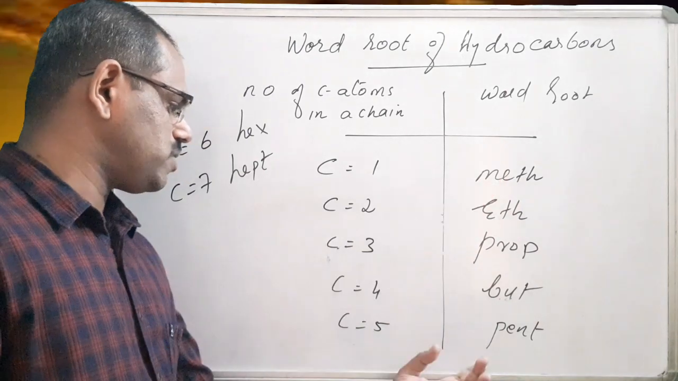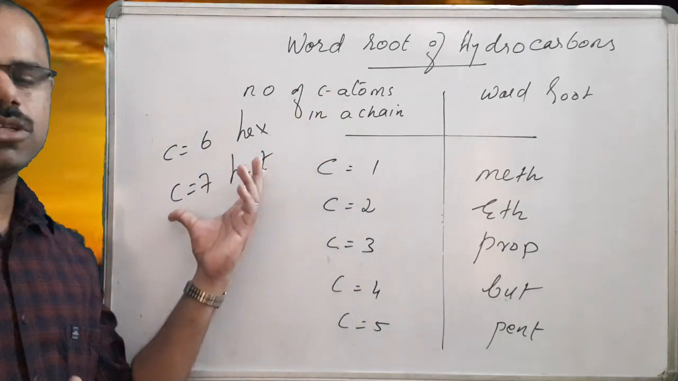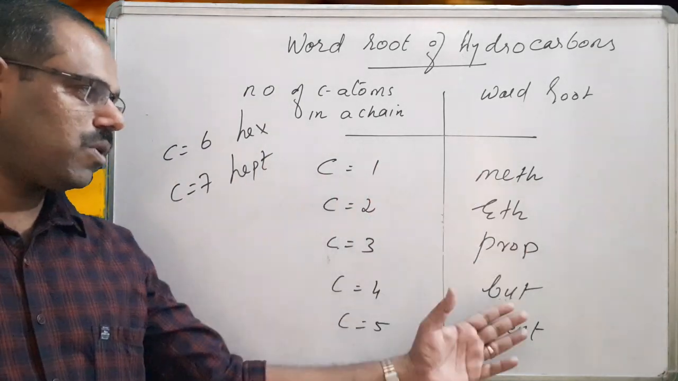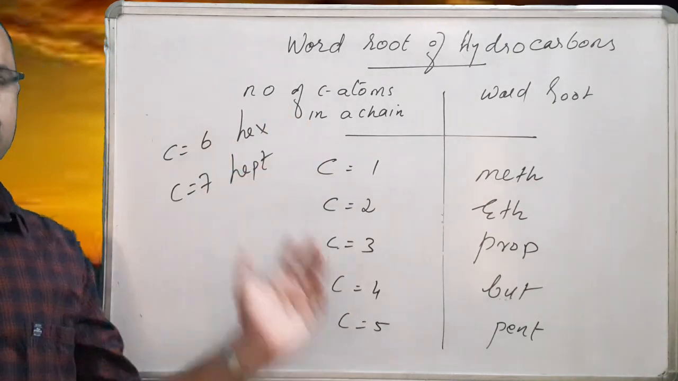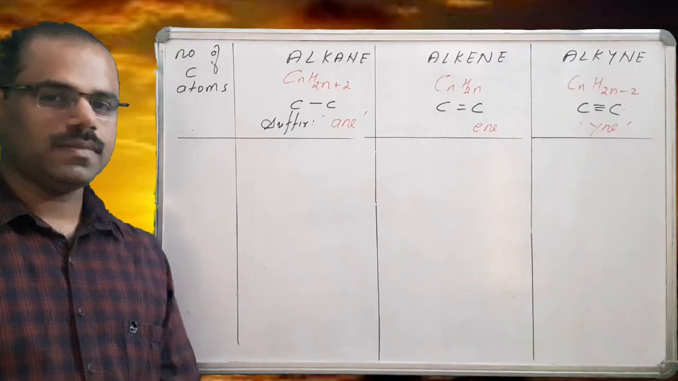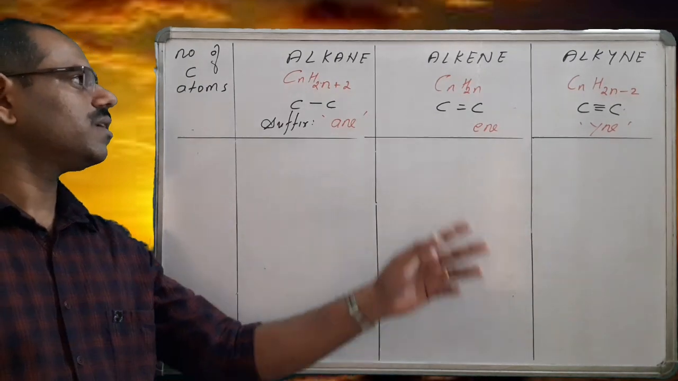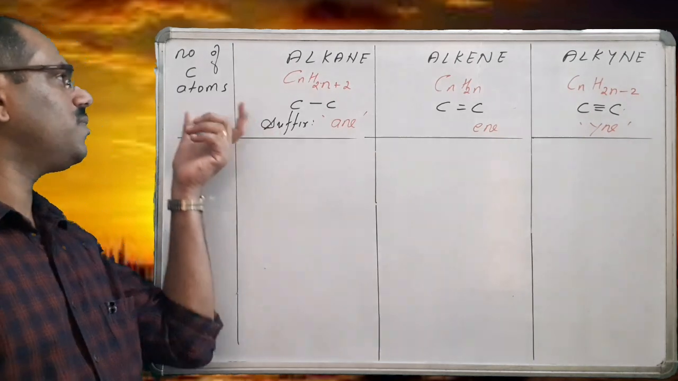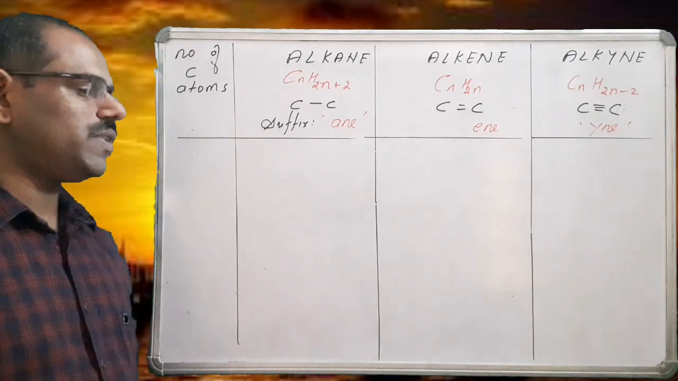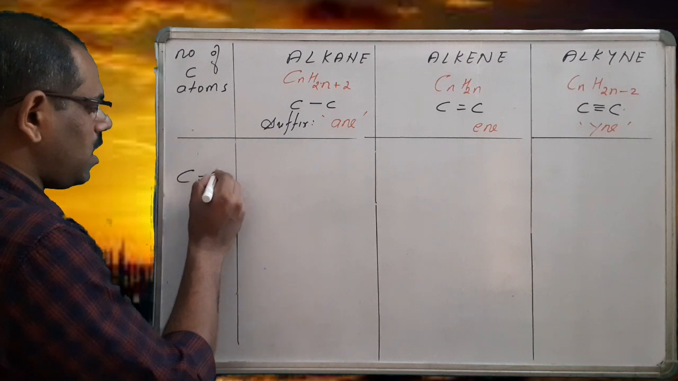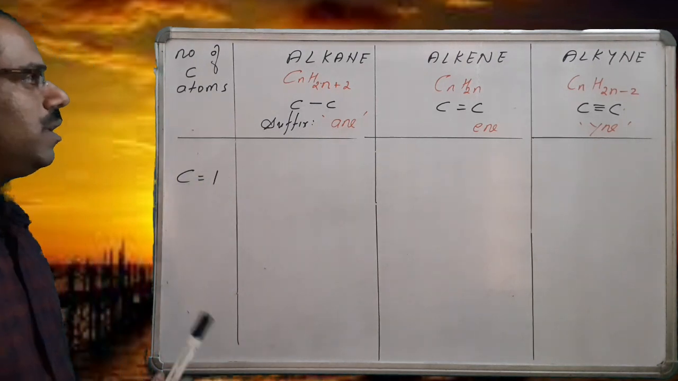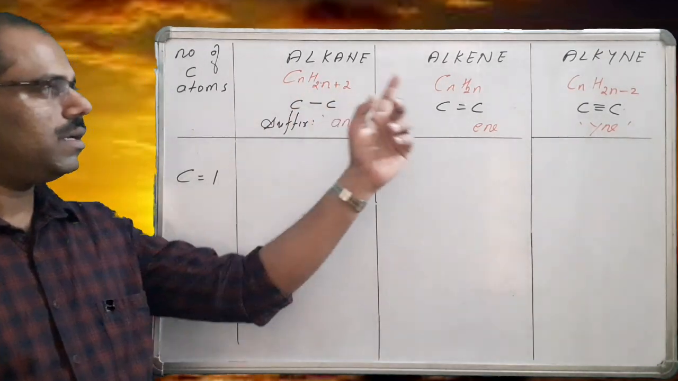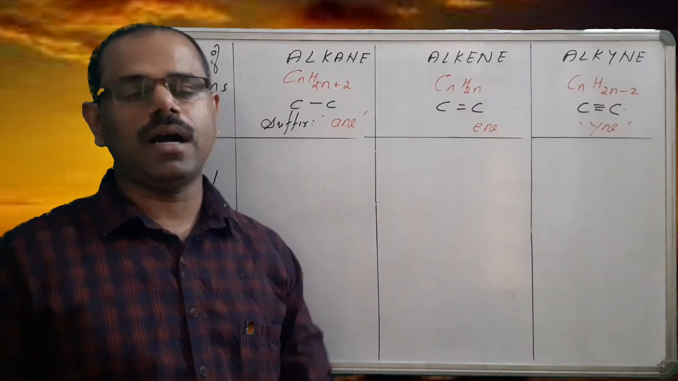Especially the first 5 or maybe up to 7, we are supposed to keep in mind: meth, eth, prop, but, pent, hex, hept, oct, etc. Here I made 3 columns, one for alkane, alkene and alkyne. One more column is given for the number of carbon atoms. So first I write for 1 carbon. Then how do we write? Here you see a general formula for alkane, alkene, and also alkyne.